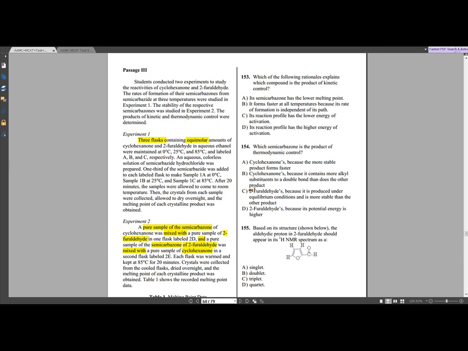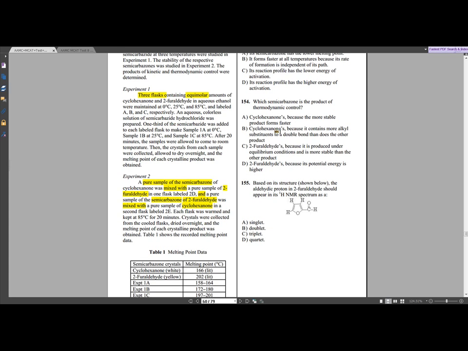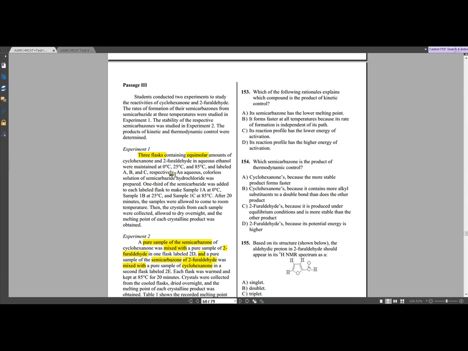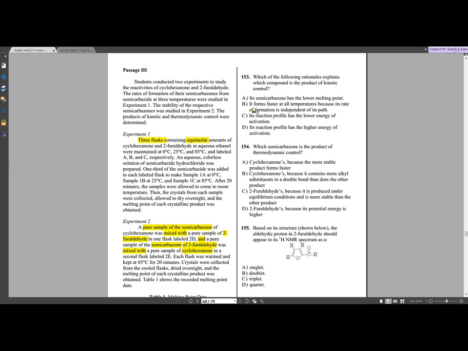This is one of the organic chemistry questions, and this is one I always tend to do badly in, organic chemistry questions, for some reason. I'll skip all that for now. Which of the following rationale explains which compound is the product of kinetic control? Kinetic control? I remember something about that in organic chemistry, but I don't really remember exactly what it was.